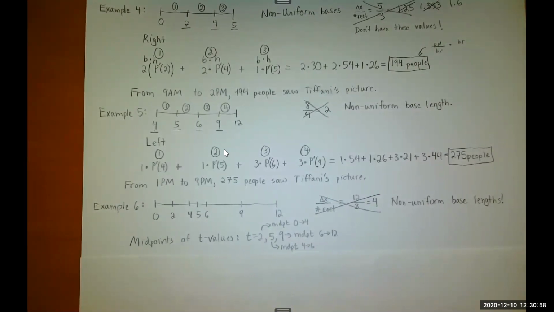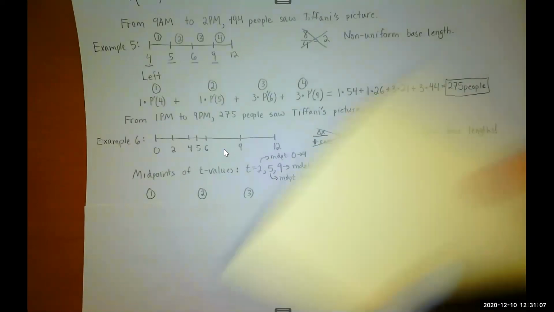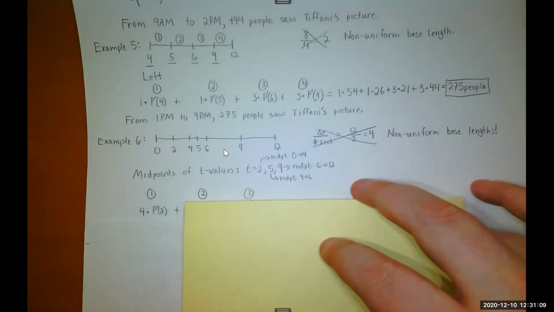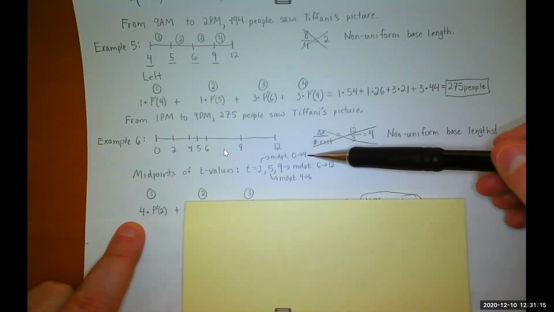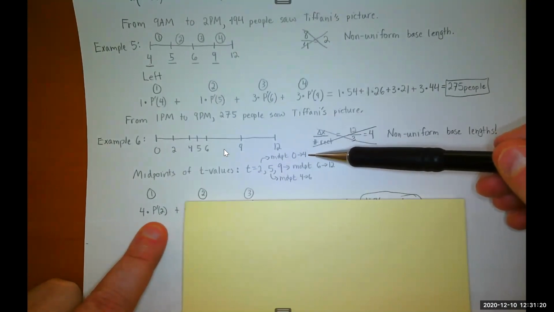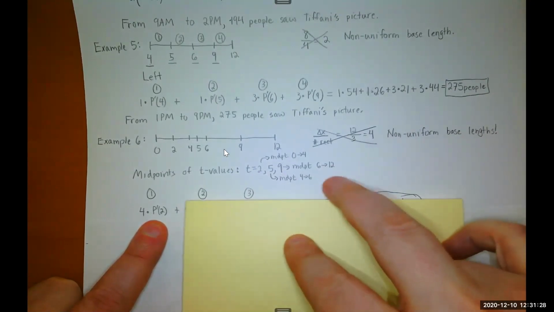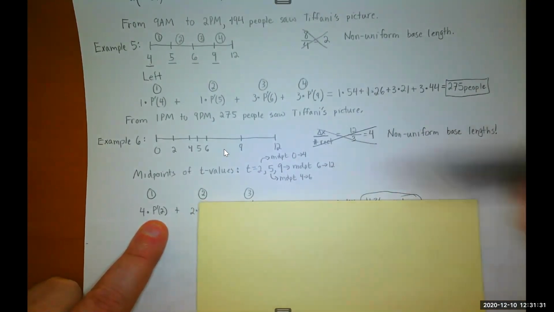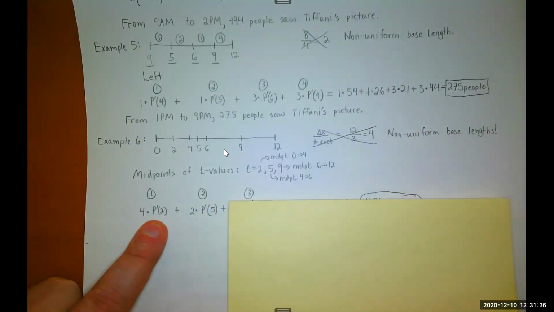Well, we're doing midpoints. So we're still going to have a base and a height. We're going to do 3 rectangles this time. So our first rectangle has a base of 4. Why does it have a base of 4? Because I'm going from 0 to 4. And then the height is the midpoint between 0 and 4, or 2. So P prime of 2. Second rectangle, we're going from 4 to 6. How long is that base? I know you just said 2. The height is going to be the midpoint between 4 and 6, which is 5. So P prime of 5.